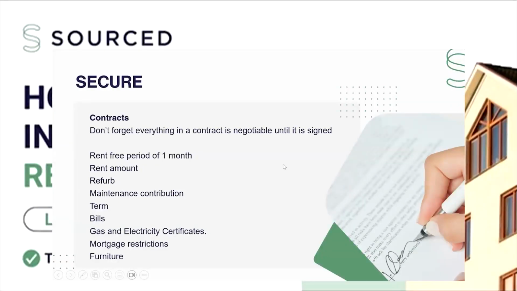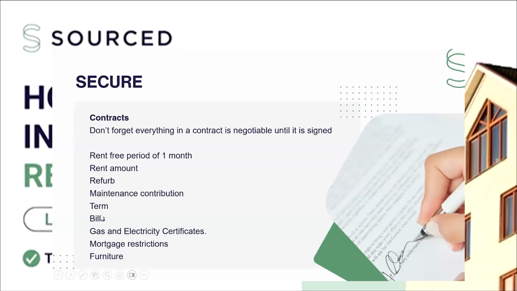Every single property that I brought on, I asked for 1 month free to get set up. And every single time I got it. The rental amount is obviously under negotiation because you don't have to pay what it's advertised for. Who contributes towards the refurbishment of the property? It is still the landlord's property. So if you go 50-50, that's perfectly reasonable, right? Because landlords have to refurbish their properties regularly anyway. The maintenance contribution: am I going to contribute £200, £100, £150?